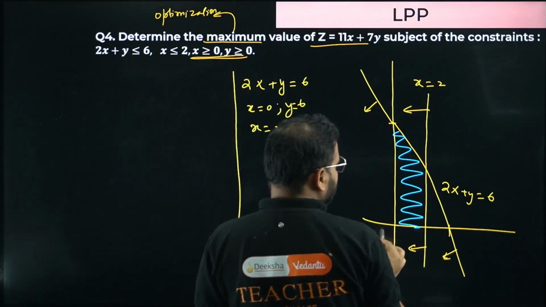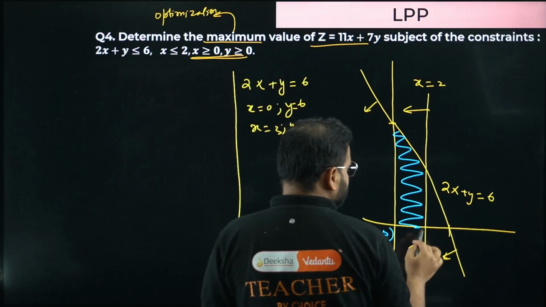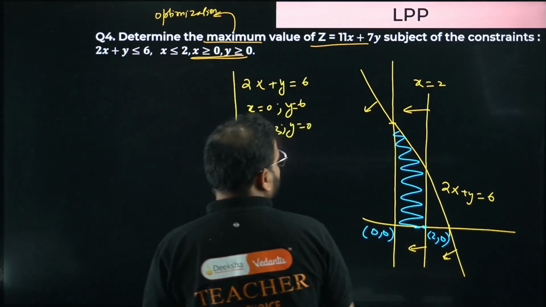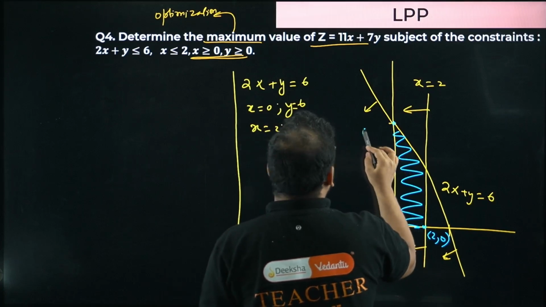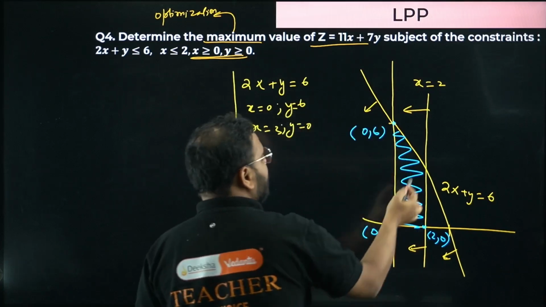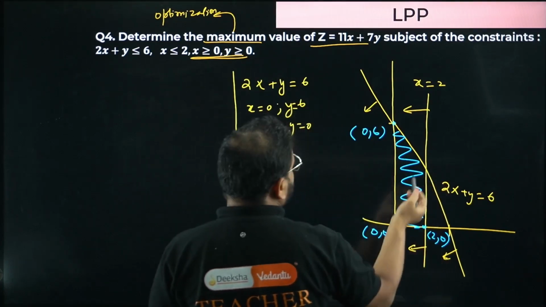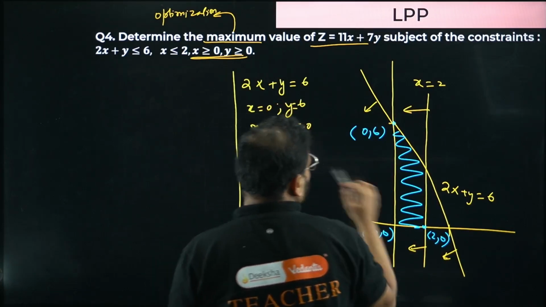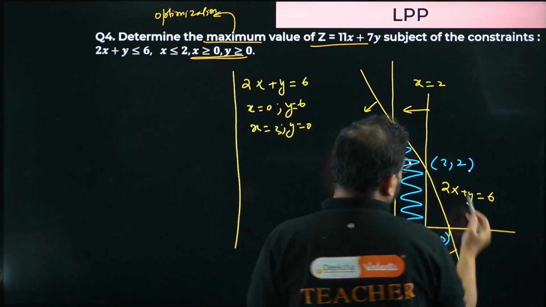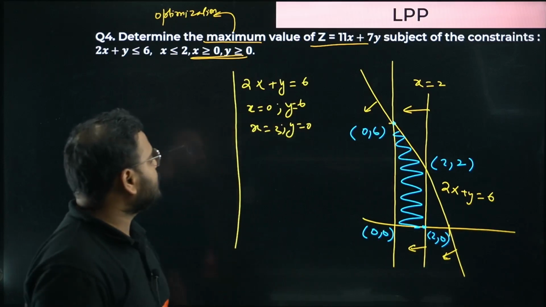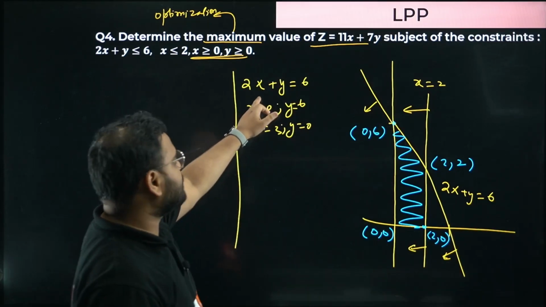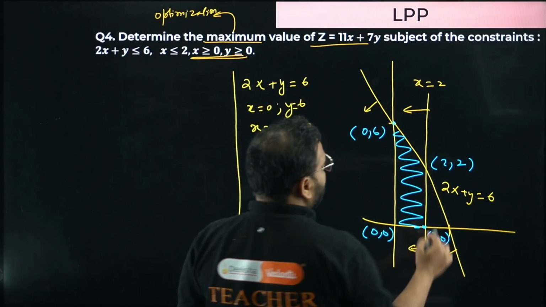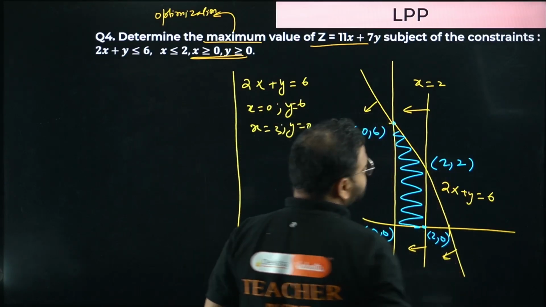You have all the corner points. This is going to be 0, 0. This point is going to be 2, 0. This point is going to be 0, 6. And this is going to be how much? If you put x as 2, it will become 2 times 2 is 4, plus y as 2 will make 6. That's why the point is 2, 2. So that's your corner point. We have all the 4 corner points known now.